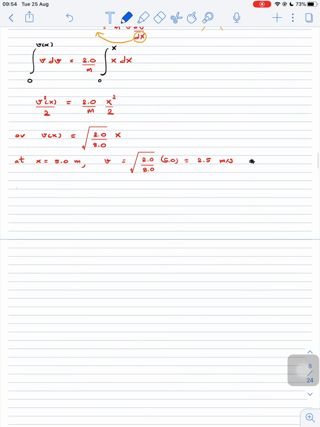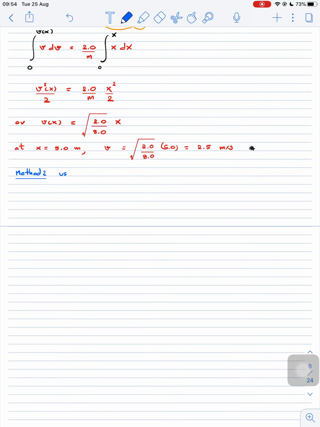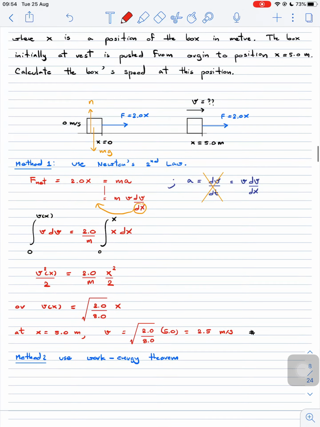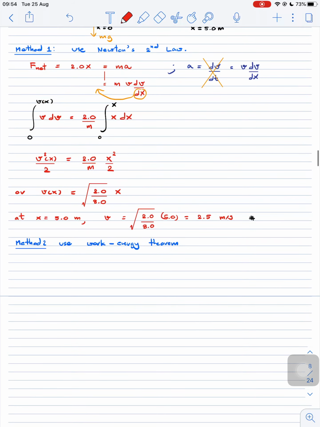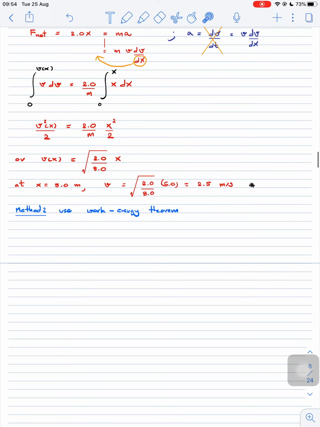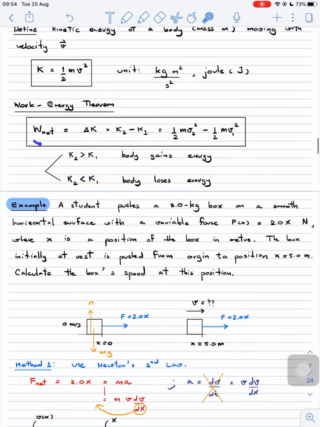Now the second approach is, let's use the work energy theorem to solve for this one. For the work energy theorem, we need to find the work done by the net force, right? We need to find the work done by the net force.